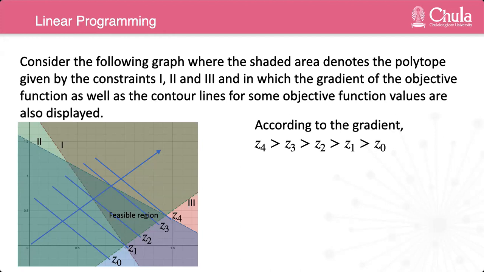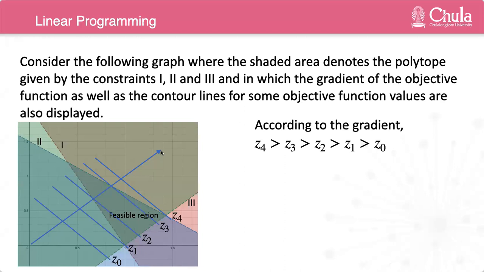Any point that lies in the feasible region, we call a feasible point or feasible solution. And it can be our solution because it's feasible. However, in order to find the maximum point, we have to follow the gradient. Let's say this is the gradient of the objective function.